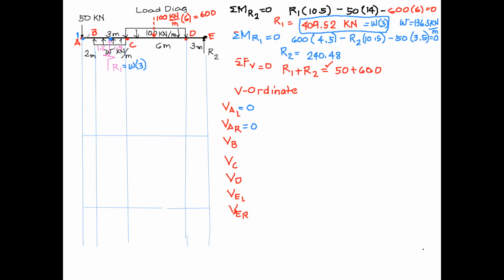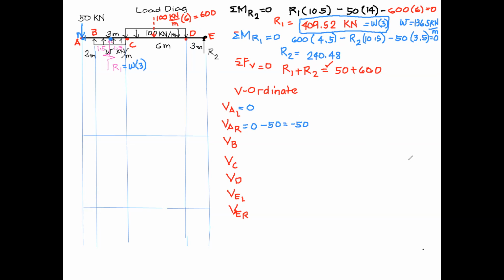Then, from A left to A right, there is only one load there. Do we have to add or subtract? Downward or upward? Subtract. What value? 50. 0 minus 50, what is that? Negative 50. Okay, thank you.